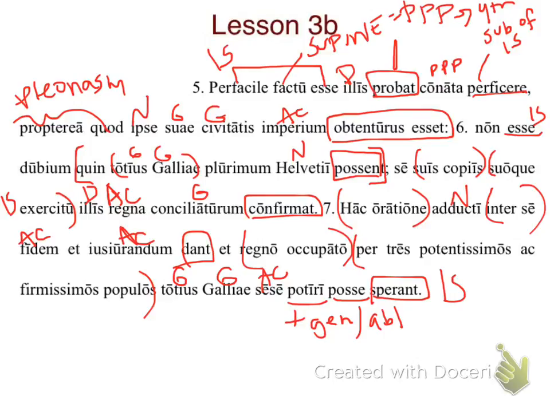Okay, I'm just going to repeat this part again. So we got he shows that it is very easy to do for these men, to finish. That's this perfect infinitive, to finish the things tried. That's conator. That's a deponent verb, so it looks passive, but you translate it actively. Conata.